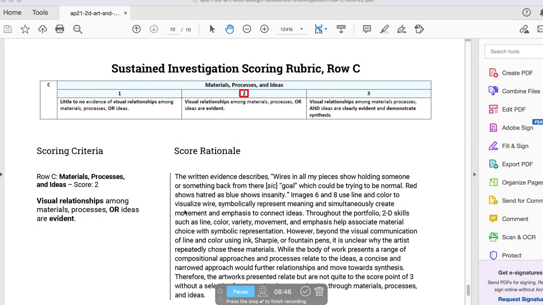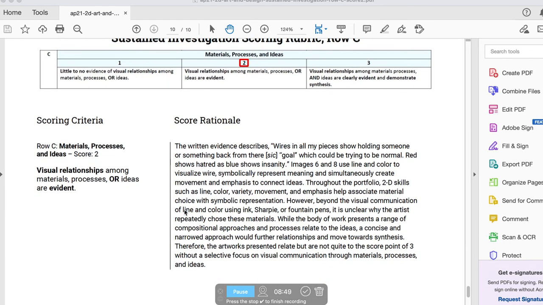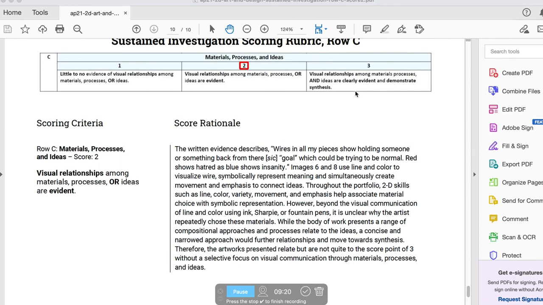So this one scored a 2 on materials, processes, and ideas. A 2 tells us that visual relationships among materials, processes, or ideas are evident, whereas to earn a 3, you need to hit that visual relationships among materials, processes, and ideas. So we have an or for a 2, you just have to hit one of these. This is all of them. Materials, processes, and ideas are clearly evident and demonstrate synthesis. And synthesis means that we see it fully thought out and a really strong connection.